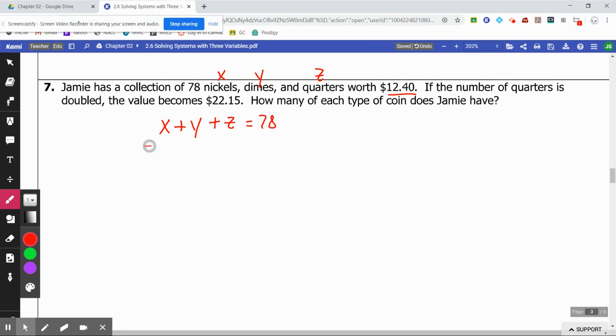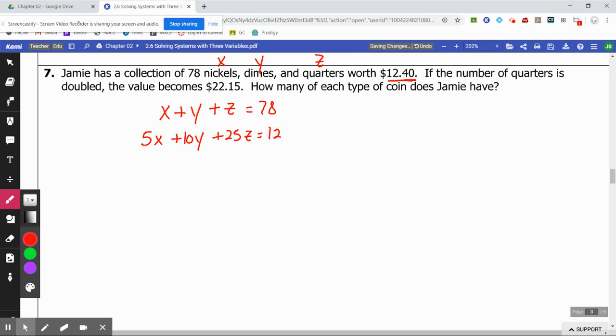And notice what I do here. Each nickel is worth 5, each dime is worth 10, each quarter is worth 25Z. So if you're going to use 5, 10, and 25, make sure you don't use $12.40, but you use 1240, because we didn't use 0.05, 0.10, and 0.25, so we're not going to use the dollar amount, we're going to use the number of cents. So there's the second part.